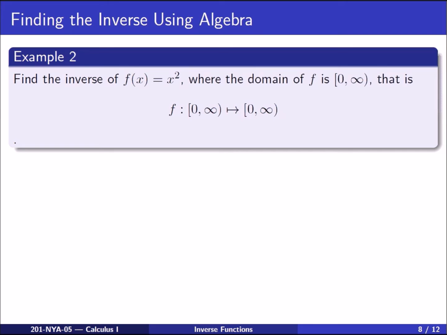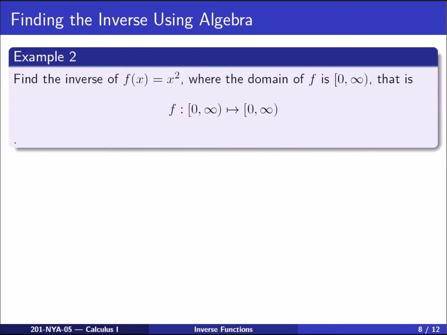Now, as a second example, take the function f of x equals x squared, where in this case the domain of f is the set of non-negative numbers. In this case, the range would also be the set of non-negative numbers because the function is x squared. So if I square any number, I actually get a number that's non-negative.